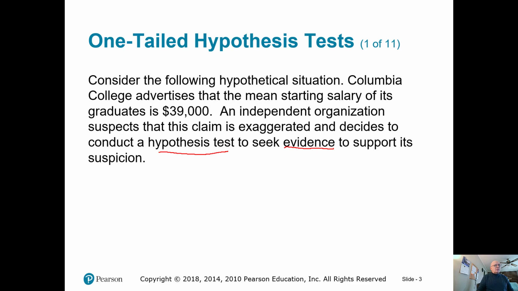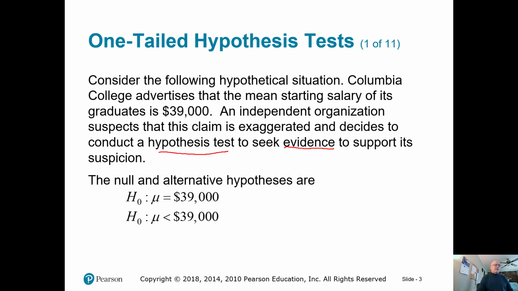Now, remember once more, we're not going to prove anything, but we can say that the evidence sort of leans us in one direction or the other. Let's see what happens about that $39,000 mean starting salary. First of all, notice that the mean starting salary was said to be $39,000, so that becomes our null hypothesis, because there's an equal in that statement. Now, that is the standard. That's what we believe right now, or to begin with.